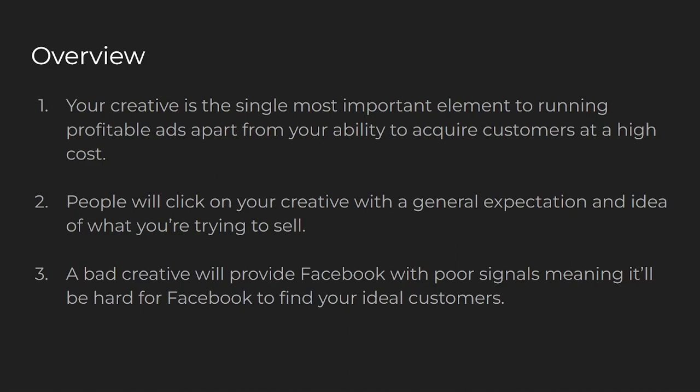Third thing, a bad creative. A bad ad will provide Facebook with poor signals, meaning it's going to be hard for Facebook to find your ideal customer. In this lesson, I'm going to teach you how to create a good creative, which will provide Facebook with clear and good signals so that it will be easy for Facebook to find your ideal customer. We're going to be leveraging the algorithm a lot here, and that is done through your creative. It's not done through any of the so-called Facebook ad strategies or interest targeting stuff. It's actually done by your creative, and we'll go into it a bit deeper as we go through this lesson.